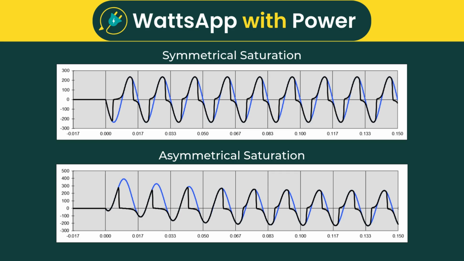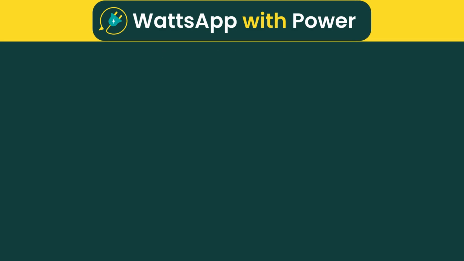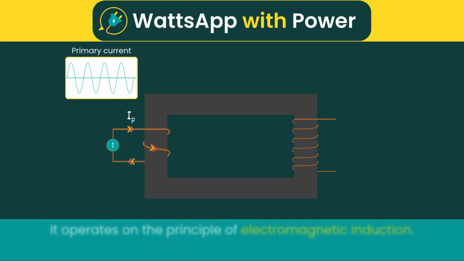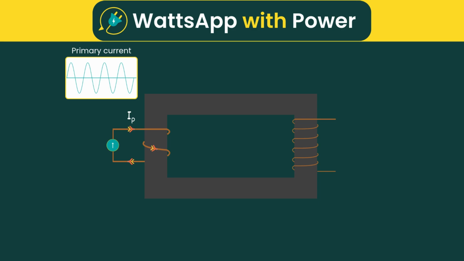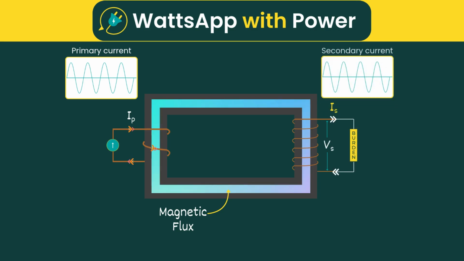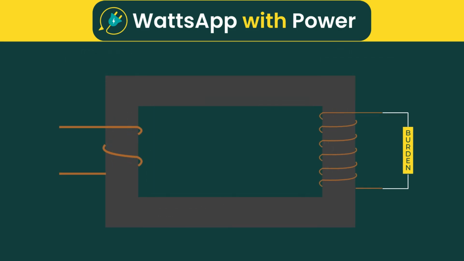To understand CT saturation, it's important first to know how a CT works. A CT consists of an iron core, a primary winding, and a secondary winding. It operates on the principle of electromagnetic induction. When alternating current flows through the primary winding, it produces a magnetic field. This creates an alternating magnetic flux in the core. This changing flux cuts across the secondary winding, inducing a voltage and causing current to flow in the secondary, if a burden is connected. Now let's zoom in and see what's happening inside the CT's iron core during this process.